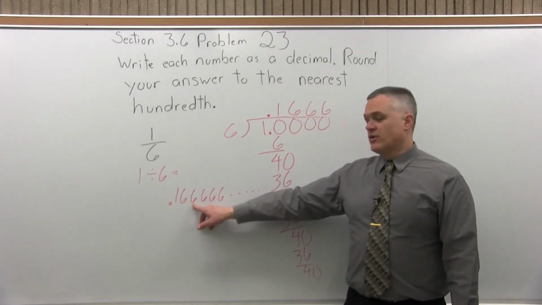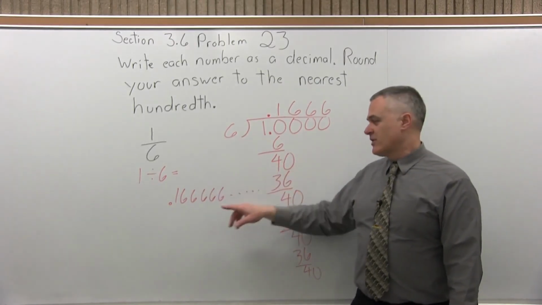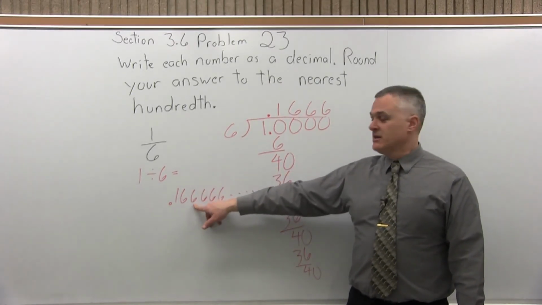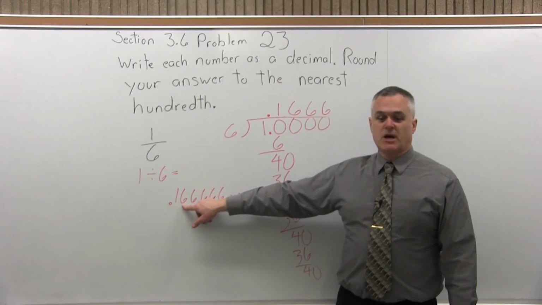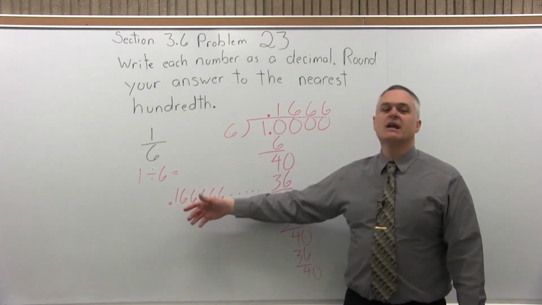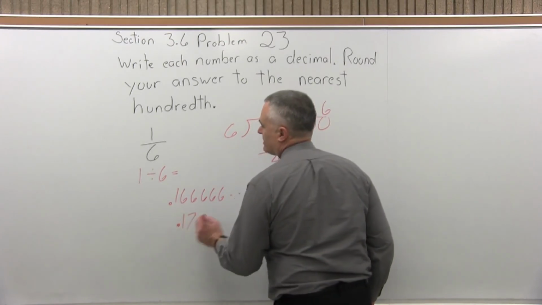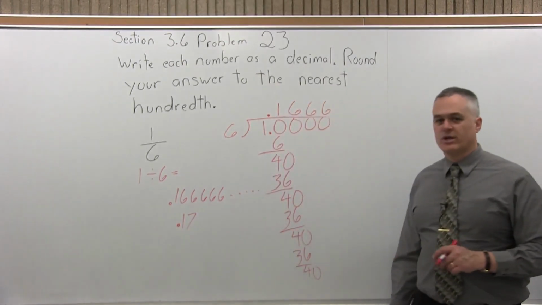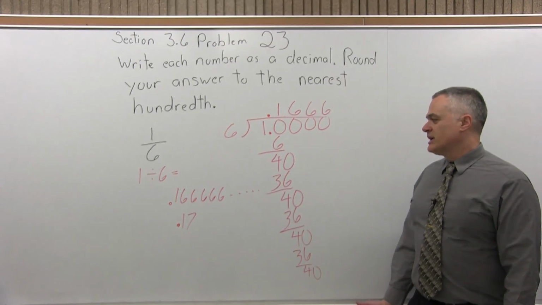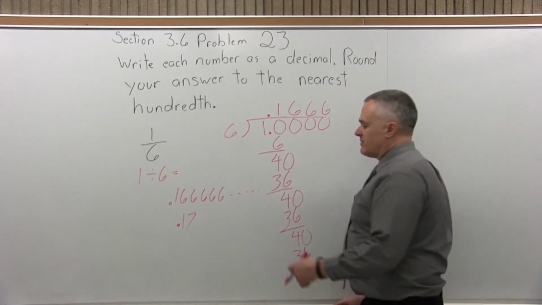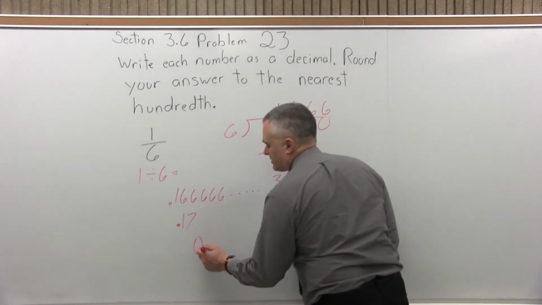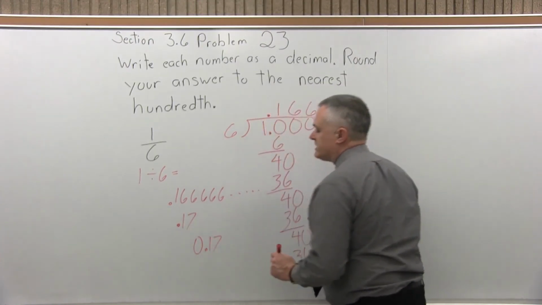If it was 0 through 4, I would just chop off everything that came after. If it's 5 through 9, and it is, I increase the rounding digit by 1, making it 0.17, and then chop everything off. So round it to 2 places after the decimal, or in other words, nearest hundredth. It's written as 0.17. Some people like to put the 0 in front. That's optional. You can either call it 0.17 or .17.